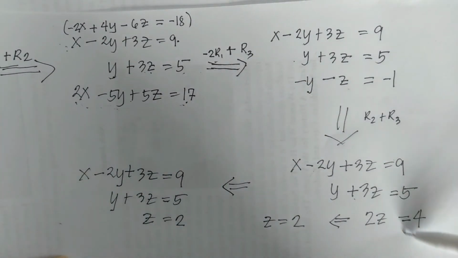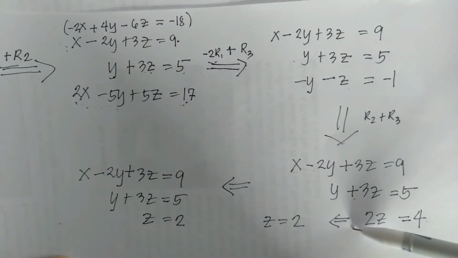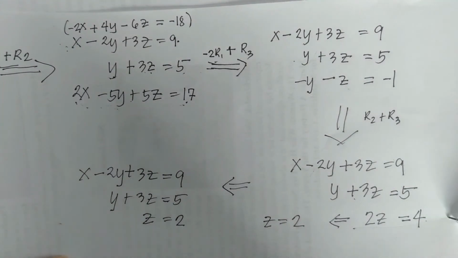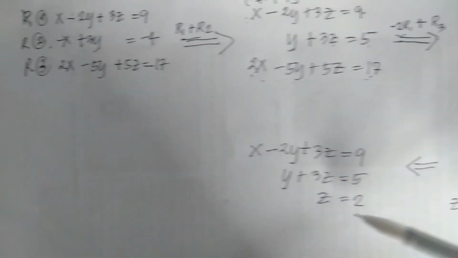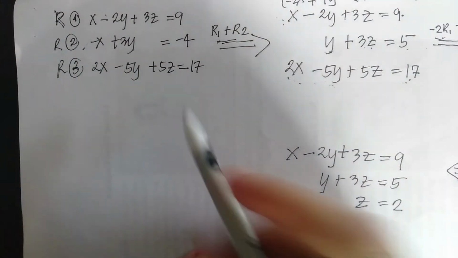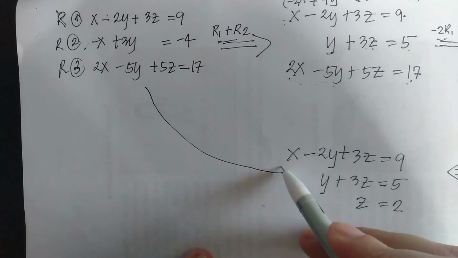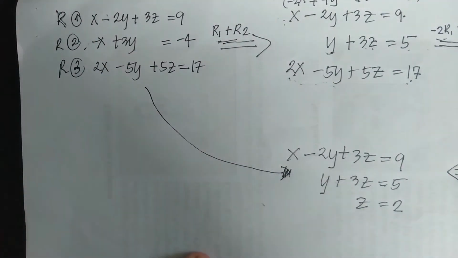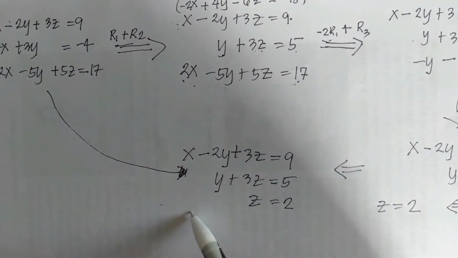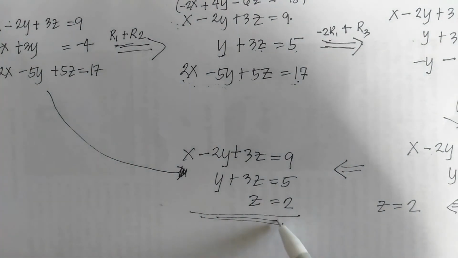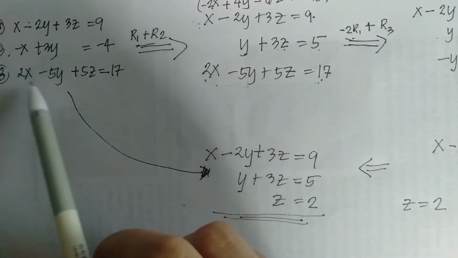It becomes this, and what we did here is get the simplest form of this equation. So this is the new transformation from this equation to this. By using the elimination method, we get the row echelon form of these equations.